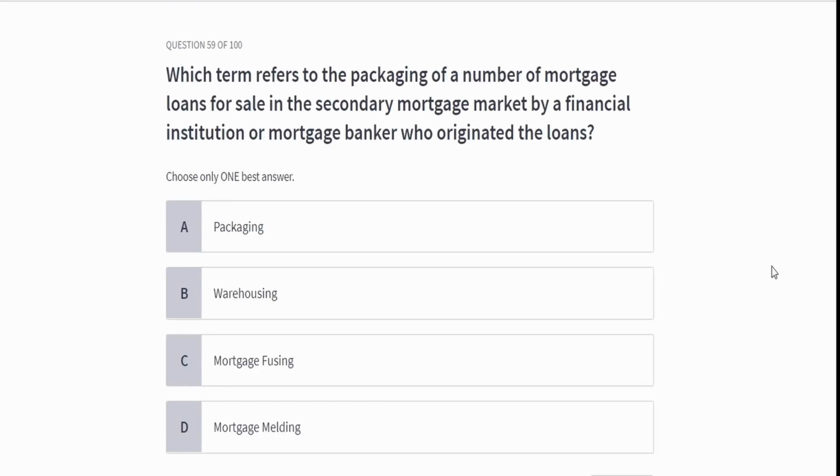All right, next one, 59. Which term refers to the packaging of a number of mortgage loans for sale in the secondary mortgage market by a financial institution or mortgage banker who originated the loans? Is it A, packaging, B, warehousing, C, mortgage fusing, or D, mortgage melting? So take some time, read it over, figure it out, and come up with your right answer. So go ahead and do that now.